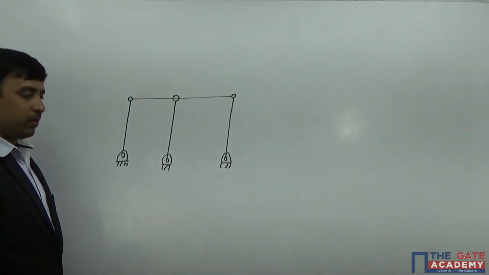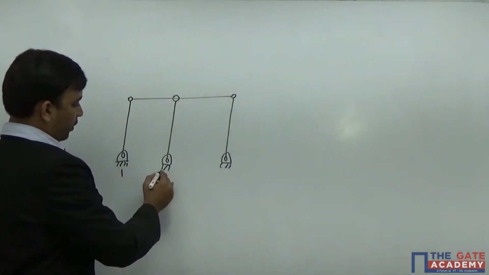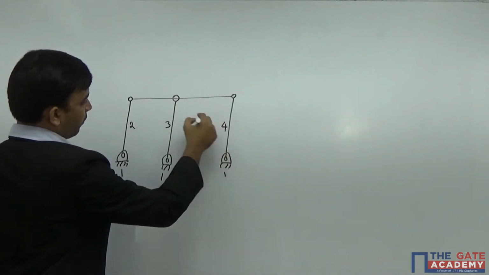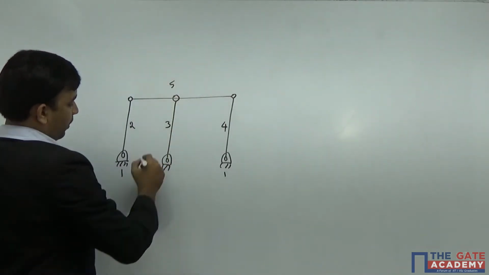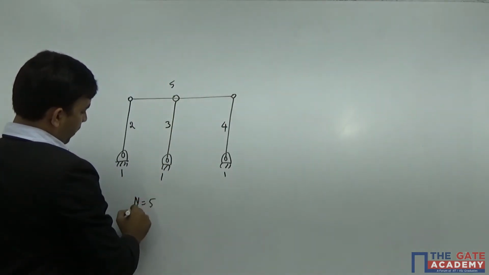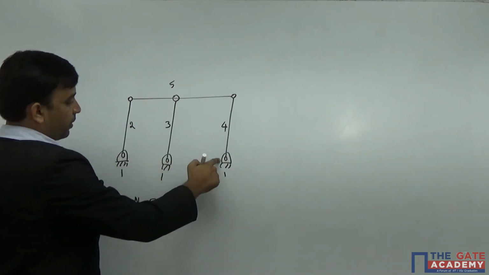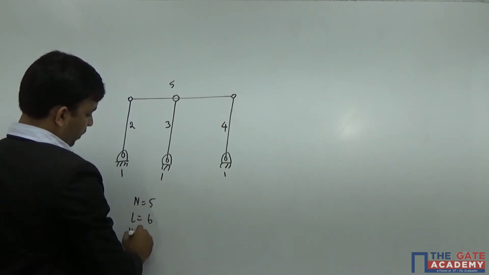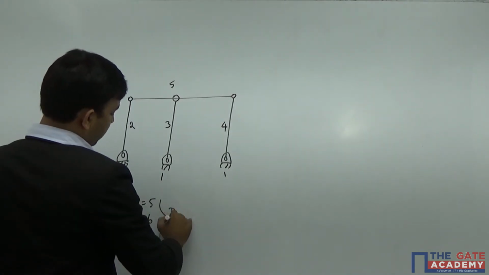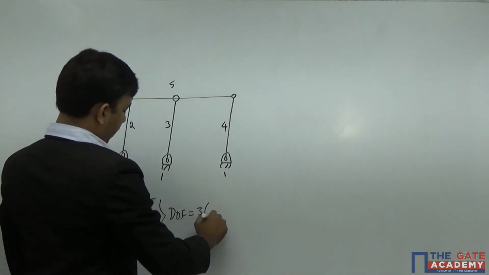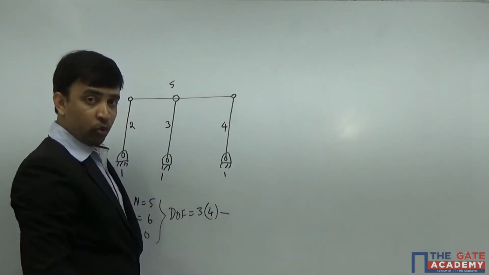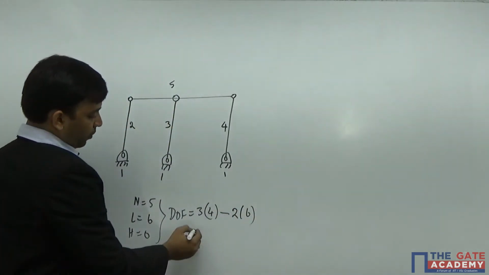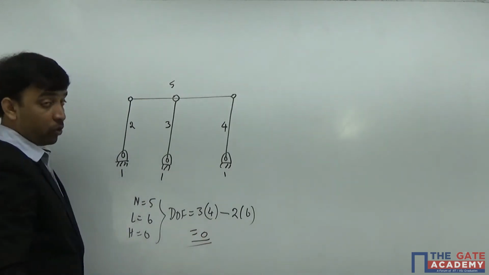If you look at this mechanism, the number of links is like this. It's a fixed link, link number 1. It's link number 2, link number 3, and link number 4. It's a continuous line, I can say it's link number 5. So number of links inside this mechanism are 5, and number of lower pairs, if you see, is 1st lower pair, 2nd, 3rd, 4th, 5th, 6th. Number of lower pairs here are 6, and number of higher pairs is 0. So if I calculate degrees of freedom, it's 3 into n minus 1, minus 2 times lower pairs, which are 6, so minus 2 times 6. Degrees of freedom for this mechanism comes out to be 0.